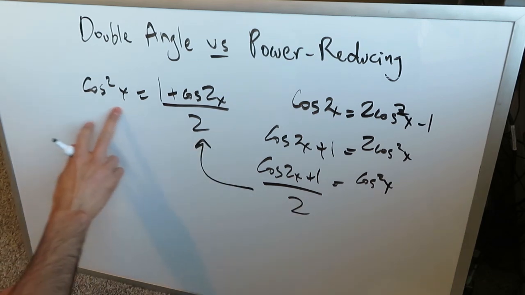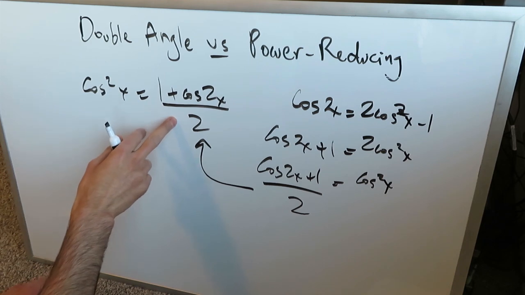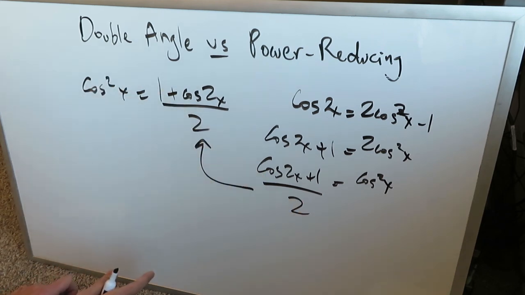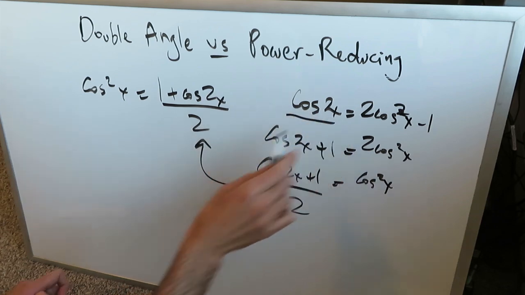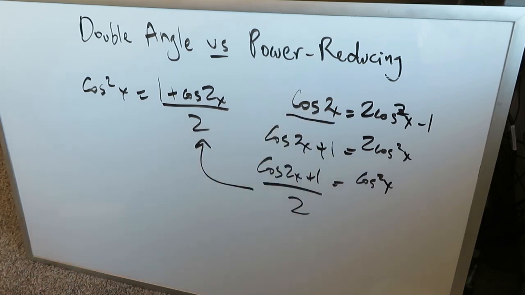Again, this one right here, power reducing formula, very important in integral calculus, especially trigonometric substitution techniques, is derived from this one over here, the double angle formula for cosine.